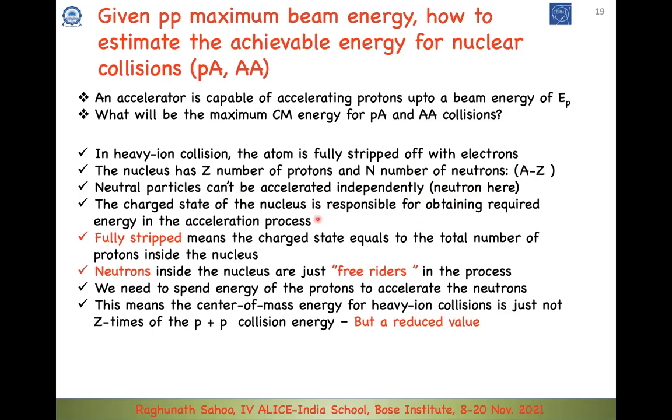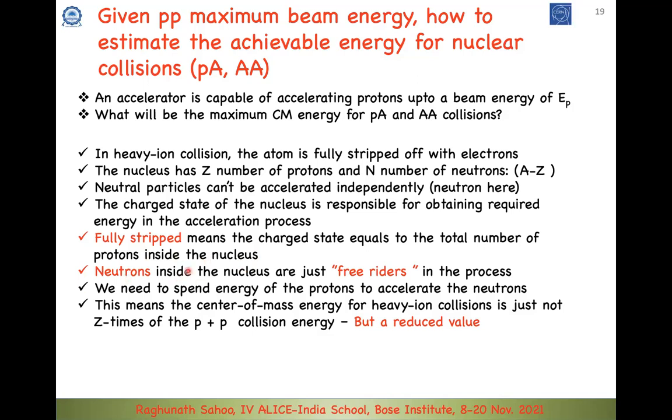So the charge state of the nucleus is responsible for obtaining the required energy in the acceleration process, right? Fully stripped means the charge state equals the total number of protons inside the nucleus. So all electrons are stripped off. This is the highest charge state for that particular ion. So what is left over inside the nucleus? You have protons and neutrons.